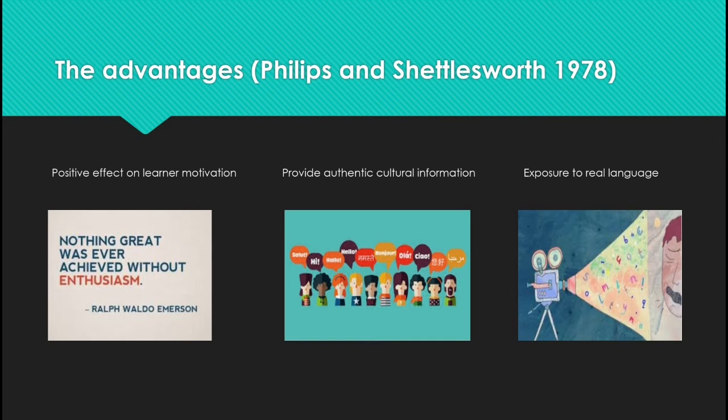Next, we have the advantages of teaching materials by Phillips and Shuttlesworth, 1978. So, when we say positive effect on learner motivation, what can you think about it? Motivation has a direct impact on how an individual learns. The effects of motivation are normally far-reaching because it increases an individual's energy level, determines the persistence in reaching a specific goal, and affects the type of learning techniques used and an individual's thinking processes.